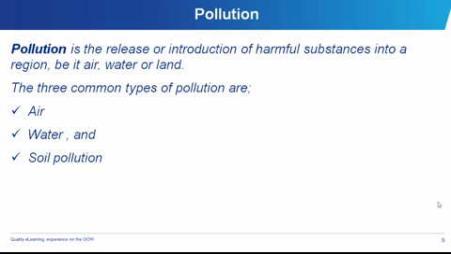Now, pollution can be of three different types. We can have the atmospheric pollution, that's the air pollution. We can have the hydro pollution, that's the water pollution. And we can also have the land or soil pollution. Let's take it one after the other.